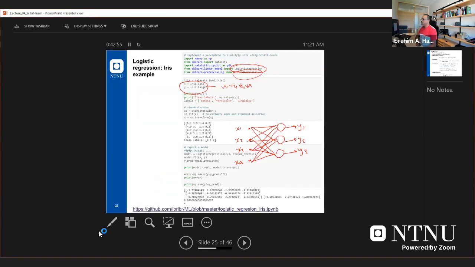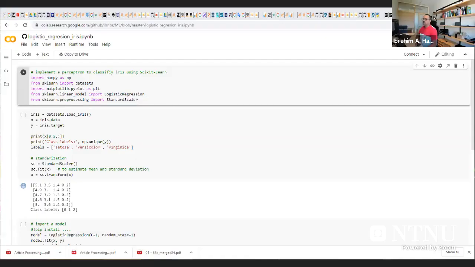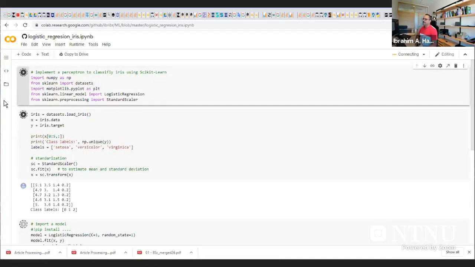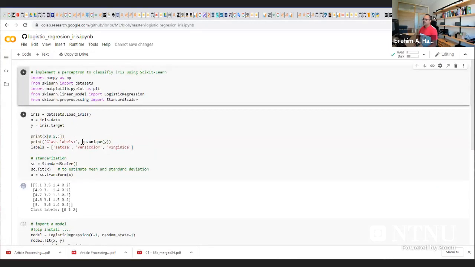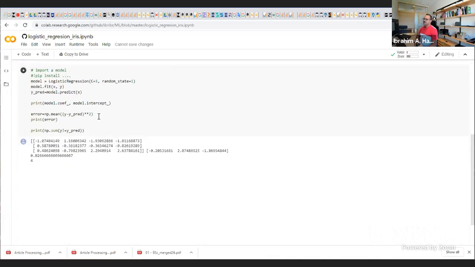I will share the code with you. Okay. Do you see this one? We will run it. We uploaded the data, used the whole data set. We standardized all our data sets, and I didn't plot the decision boundary, in fact. And those are the weights and the bias.